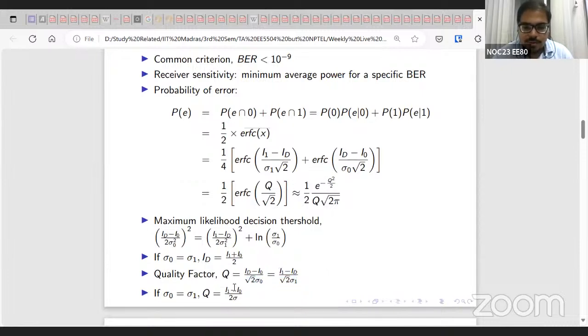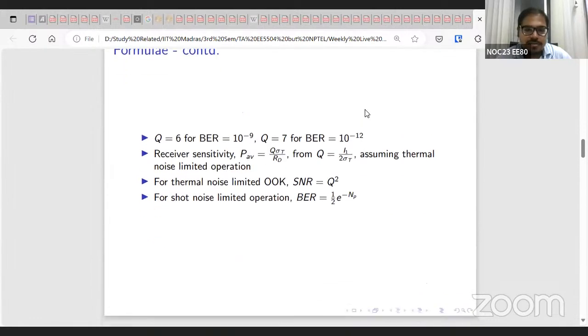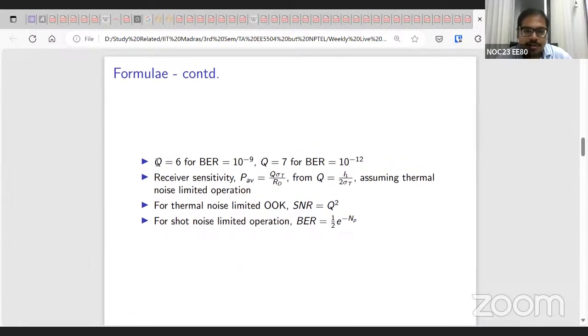And when ID is I1 plus I0 by 2, then this quality factor Q expression also simplifies. Then some of the common figures you should remember is Q is equal to 6 for bit error rate of 10 to the power minus 9. Q is equal to 7 for bit error rate of 10 to the power minus 12.